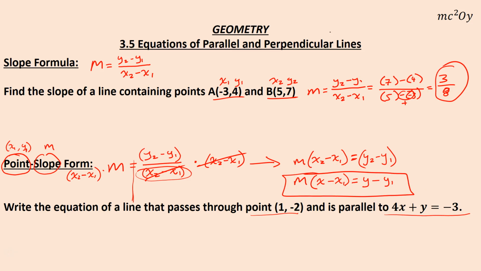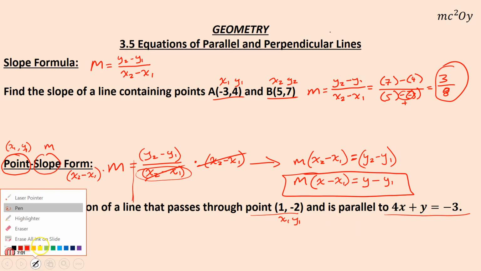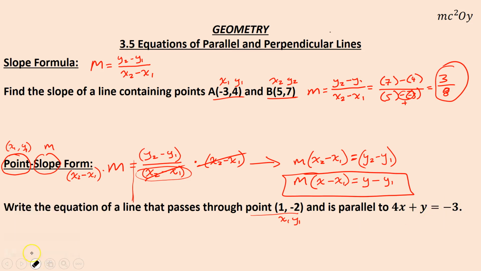So what that means is if I know a point, which in this case I do, x1, y1, and in this problem I also can figure out the slope by rewriting this equation in slope-intercept form. So if I go ahead and move this 4x over to the other side, so subtract 4x here, subtract 4x here, I'm now left with y is equal to negative 4x minus 3. Well, the slope here then, m is negative 4. So now I know a slope and a point.